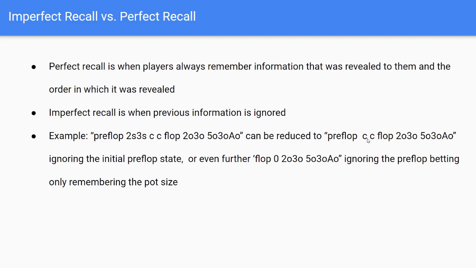You can actually go one step further and just completely ignore all the actions that were done pre-flop and just kind of store the pot value. This is obviously more dangerous because you don't know which one's the aggressor. Player 1 could be the aggressor, player 2 could be the aggressor, and you don't have that information. So yeah, it's obviously more dangerous.